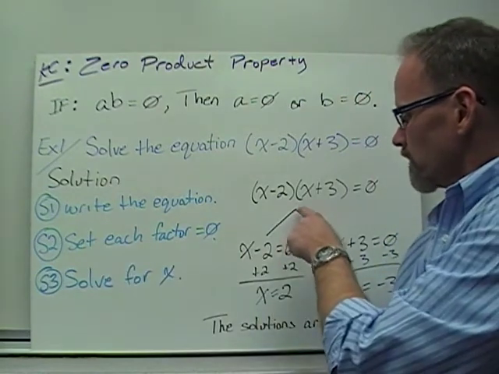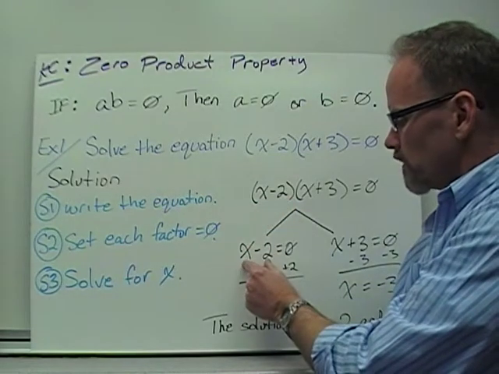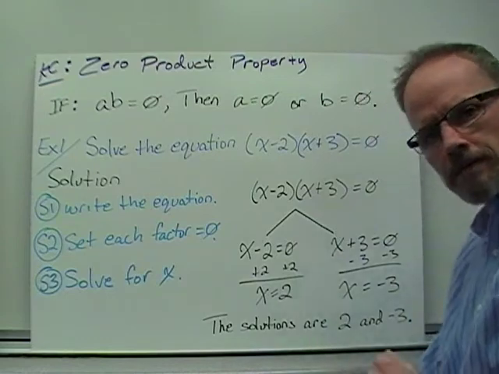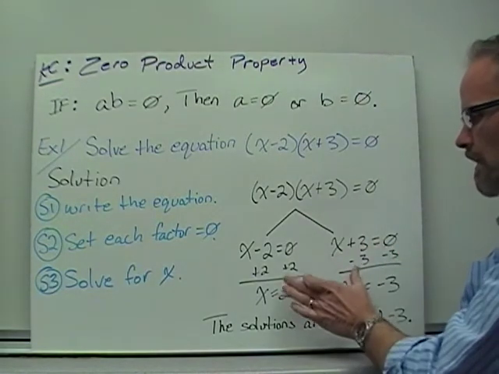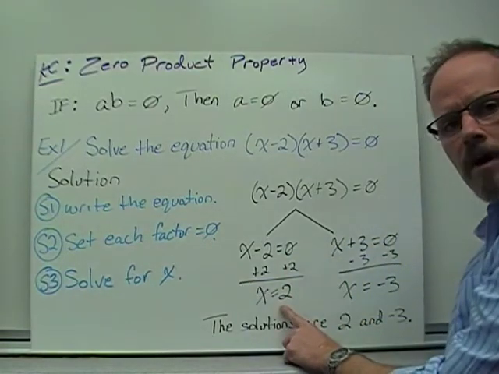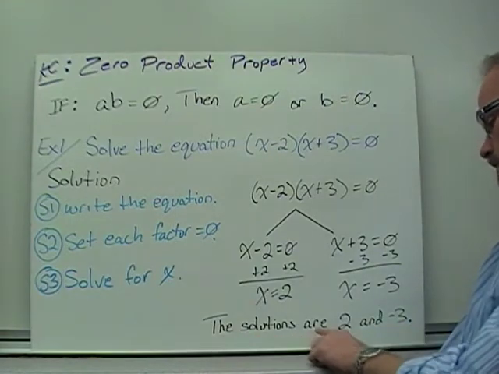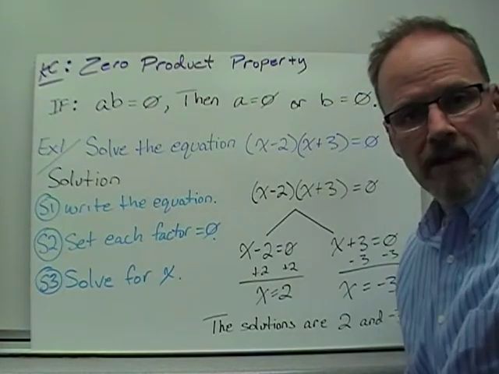So I just took this and went 2 ways with it. I took the x minus 2, set it equal to 0. And then the x plus 3, set it equal to 0, and then just solve for x. Solve for x on this side, you get positive 2. Over here, negative 3. So the solutions are 2 and negative 3. Also, that's going to be the x-intercepts.